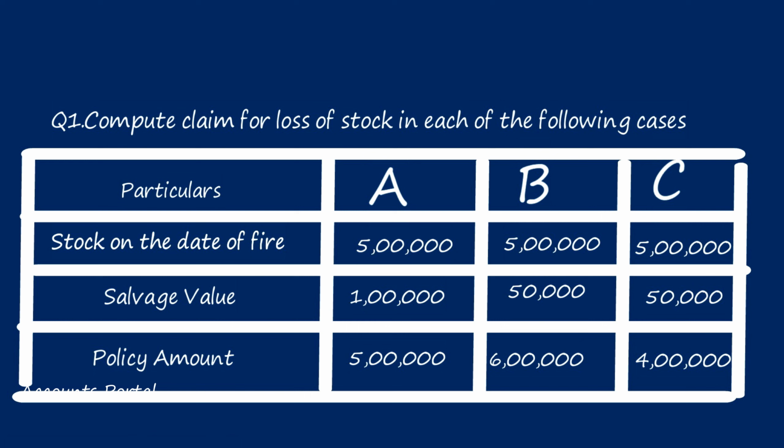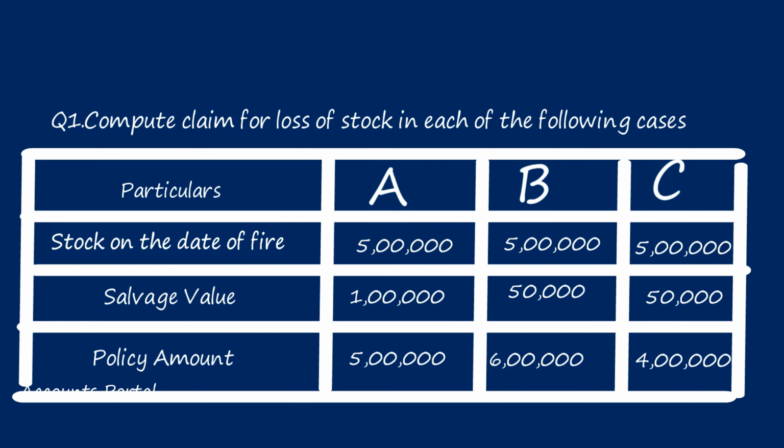Compute claim for loss of stock in each of the following cases. In the given problem, we need to determine the claim amount based on the clothing stock on the date of fire and the policy amount. Let's start with case A. Stock on the date of fire 5 lakhs, salvage value 1 lakh, policy amount 5 lakhs. The stock that has been saved from the fire is called salvage value. Now we have to determine loss of stock and claim amount.